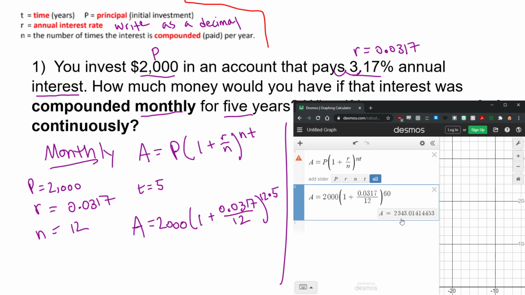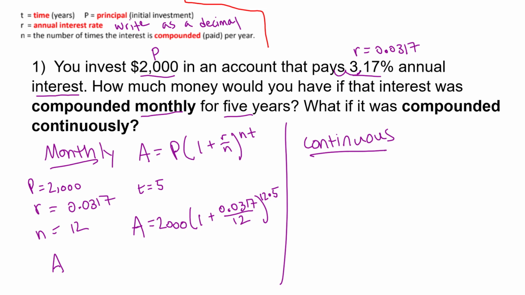And here's our answer. 2,343. So we have A equals 2,343, and let's round up to a certain number of cents, so, and 1 cent. Not bad. Made almost $350 in 5 years for doing nothing. We'll take it. Let's see what the difference is with continuous.